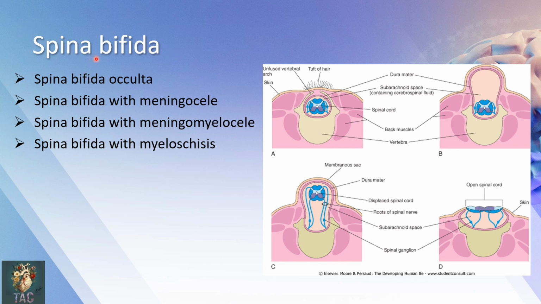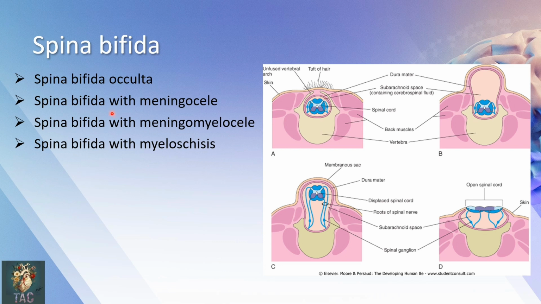Spina bifida is basically a condition in which the neural arches do not fuse with each other. There are different varieties of spina bifida. First of all, the simplest one is spina bifida occulta. In spina bifida occulta, there is usually a malfusion of the unfused vertebral arches. Also, the defect is covered by the skin, and a tuft of hair is usually present.